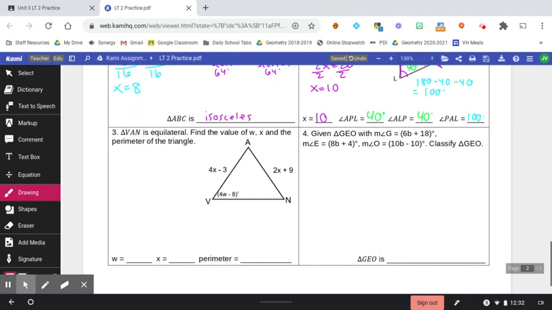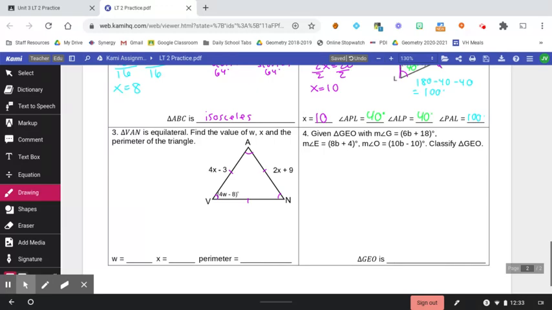All right, moving on to number 3. This time it says that triangle VAN is equilateral. So I know that I have 3 sides that are the same and 3 angles that are the same. We've got W and X to find and the perimeter of the triangle. So let's start with W.